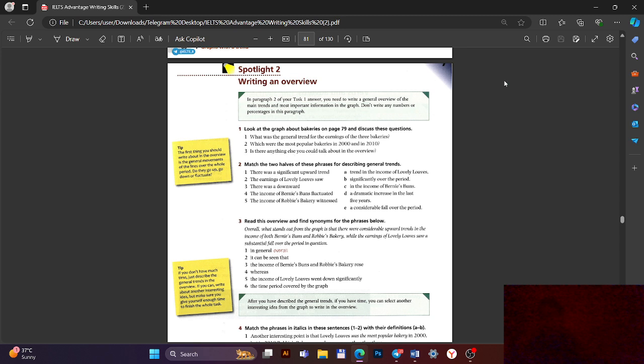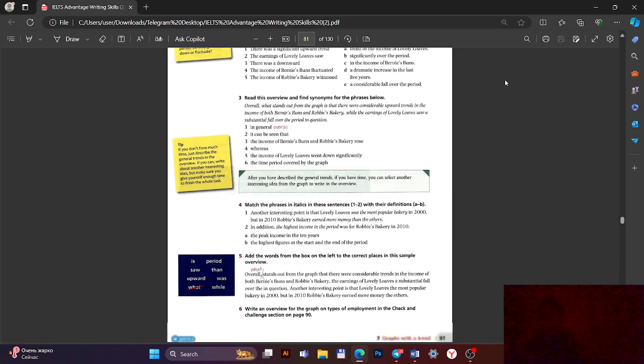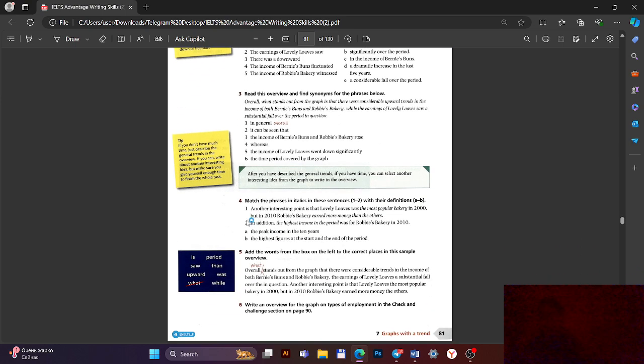Especially now, we're going to start with the writing. In the overview, we need to write the general thing. For example, overall, we can say something about income, whereas, while. And one tip that I want to give: if you don't have much time, describe general trends in the overview. If you can, write about another interesting idea, but make sure that you give yourself enough time to finish the whole task. That's especially important for you.